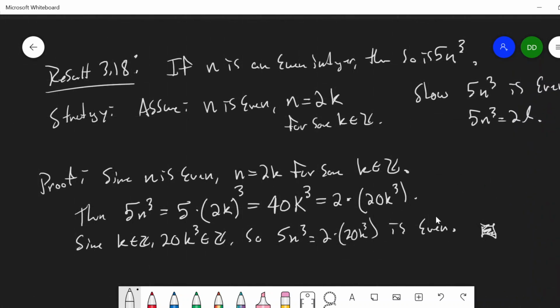All right. I'm hoping this is starting to seem kind of straightforward on how to prove a statement like this. You'll practice this in your homework. And we'll move on now a little bit away from even and odd integers and start talking about rational numbers. So we'll see that in the next video.